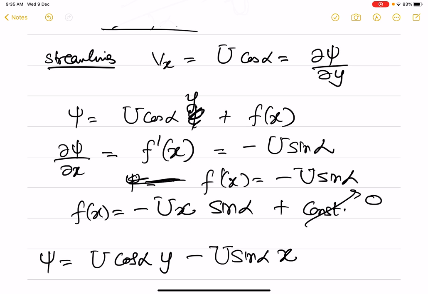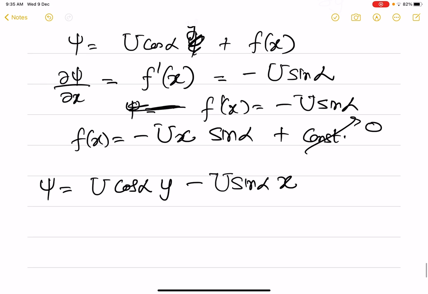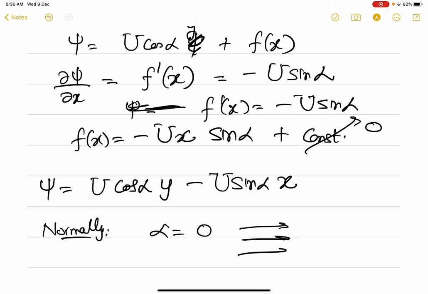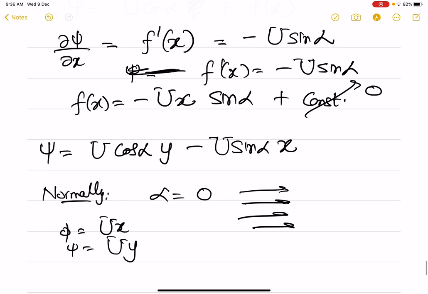And by doing this simple exercise, I have also shown you how, if you are given phi, you can find psi, or if you are given psi, how can you find phi? Now normally in most of these cases, alpha will be either 0. This is what we have seen when we have uniform flow like this. And for this, therefore, phi will be equal to ux and psi will be equal to uy. So this is how we have.